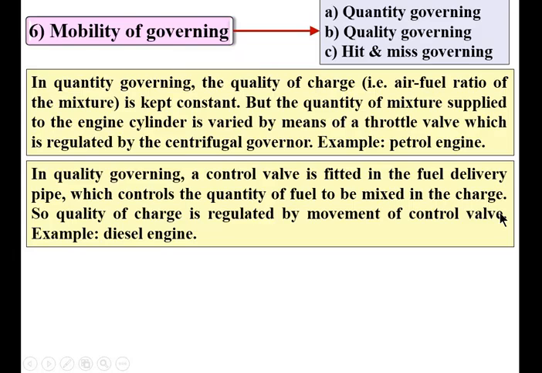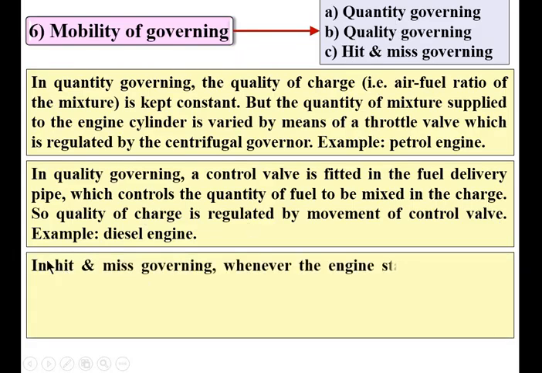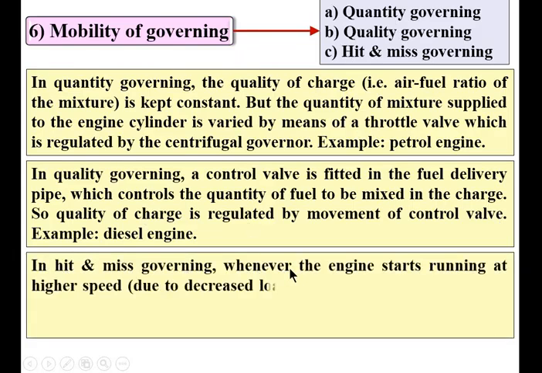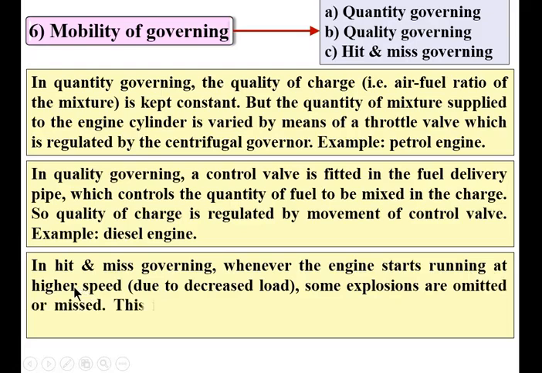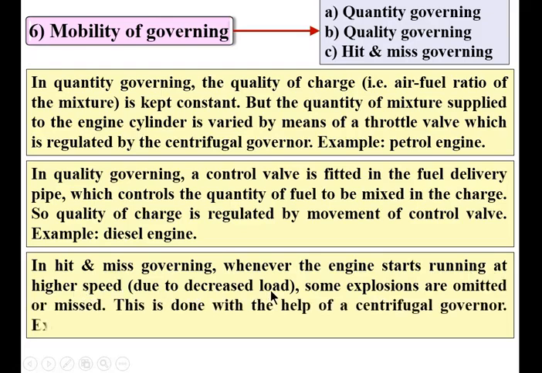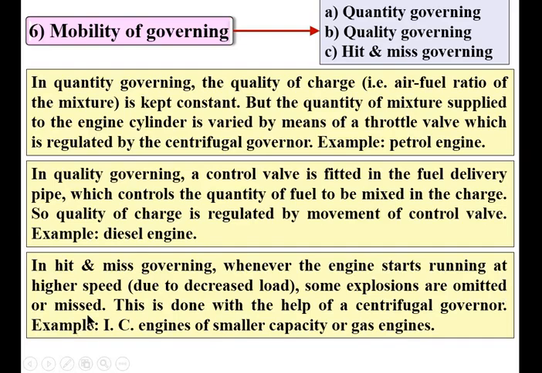Third one, in hit and miss governing, whenever the engine starts running at higher speed due to decreased load, some explosions are omitted or missed. This is done with the help of centrifugal governor. Example, ICE engines of smaller capacity, or gas engine. So very simple, hit and miss means on and off of the engine.